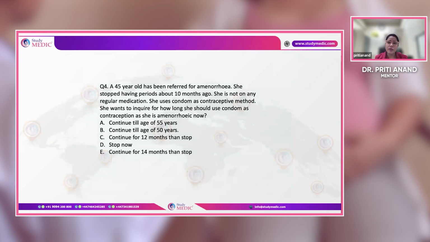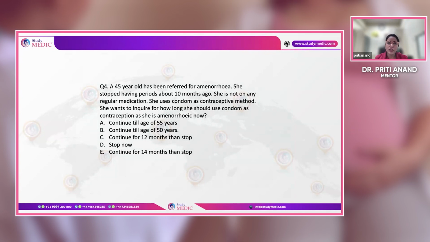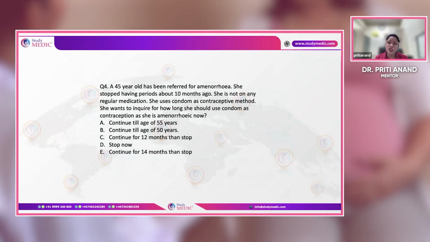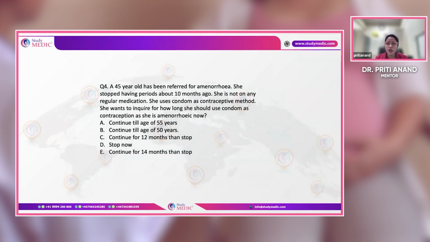A 45-year-old has been referred for amenorrhea. She stopped having periods about 10 months ago. She is not on any regular medication. She uses condoms as a contraceptive, so it is a non-hormonal variety, and she wants to discontinue it because she's amenorrheic now. So she's asking for your advice.